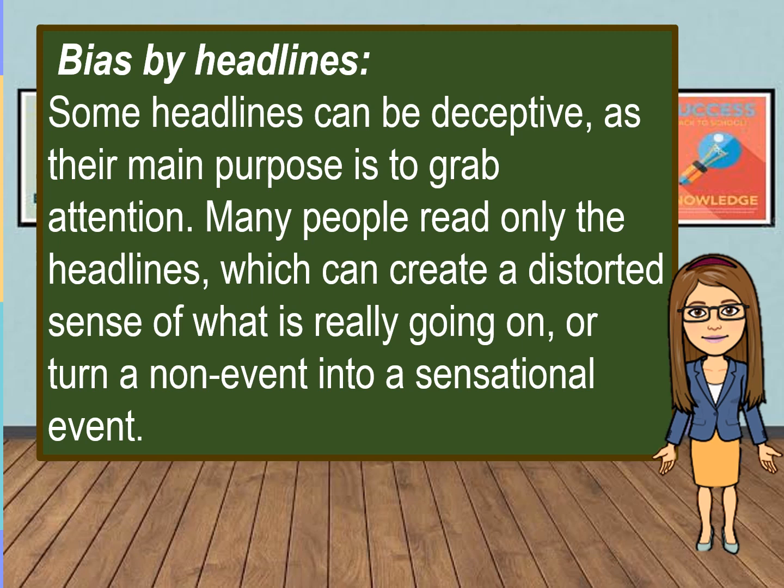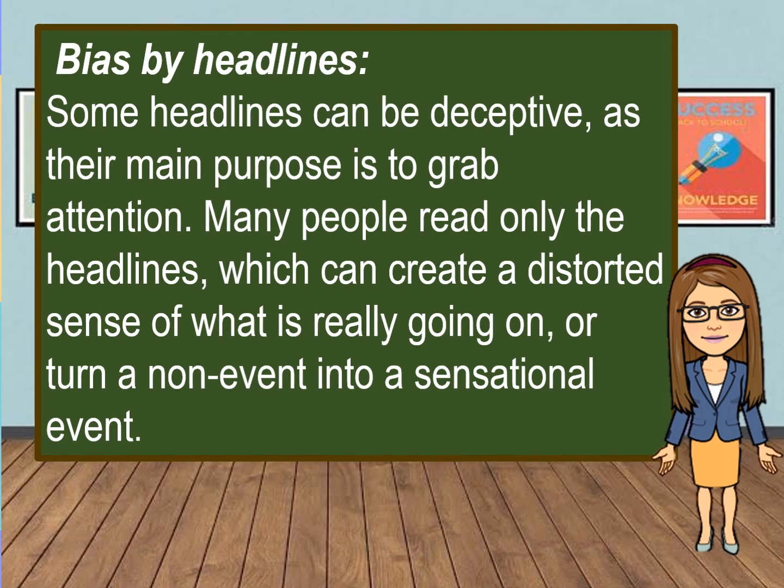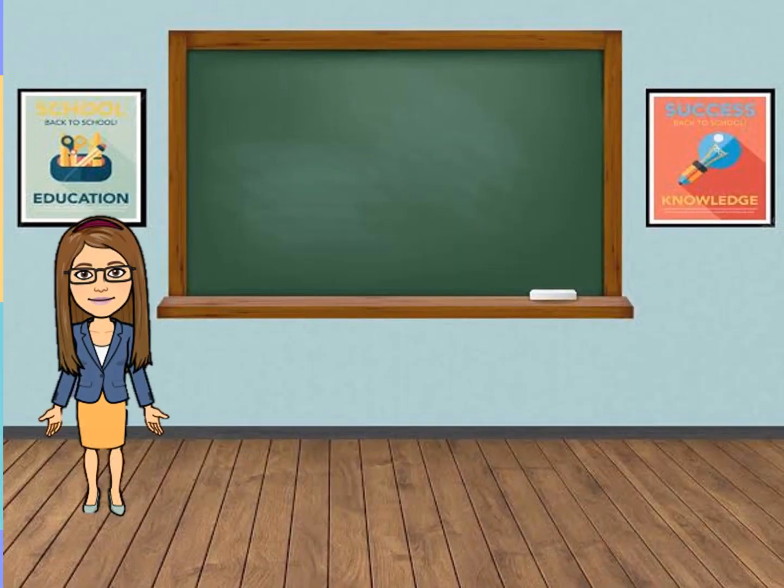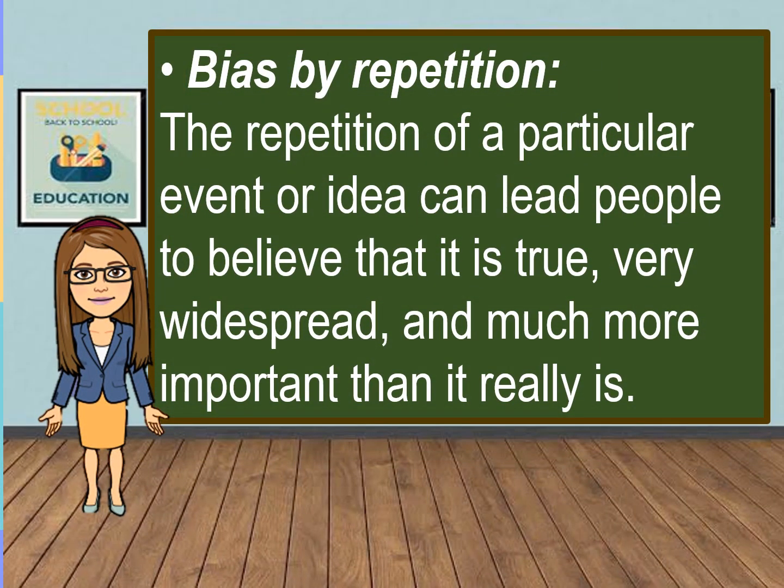Bias by headlines. Some headlines can be deceptive as their main purpose is to grab attention. Many people read only the headlines, which can create a distorted sense of what is really going on, or turn a non-event into a sensational event. Bias by repetition. The repetition of a particular event or idea can lead people to believe that it is true, very widespread, and much more important than it really is.